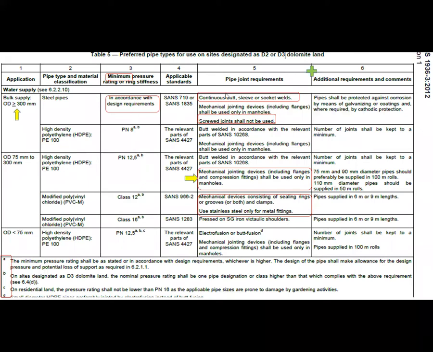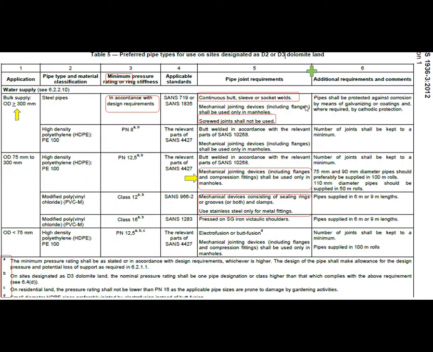The pipe joints, it says here, and I've circled it in red just to highlight it, must be continuous butt, sleeve or socket welds. You may not use screw joints. It says it may not be used. And mechanical joining devices, those flanges, if they are used, should only be used in manholes. Now, guys, when you read mechanical joining, for those that don't know, think about things where you need to fasten, bolts, nuts, flanges, that you can't put in the ground and cover up. Makes perfect sense, especially if you're dealing in dolomite areas.